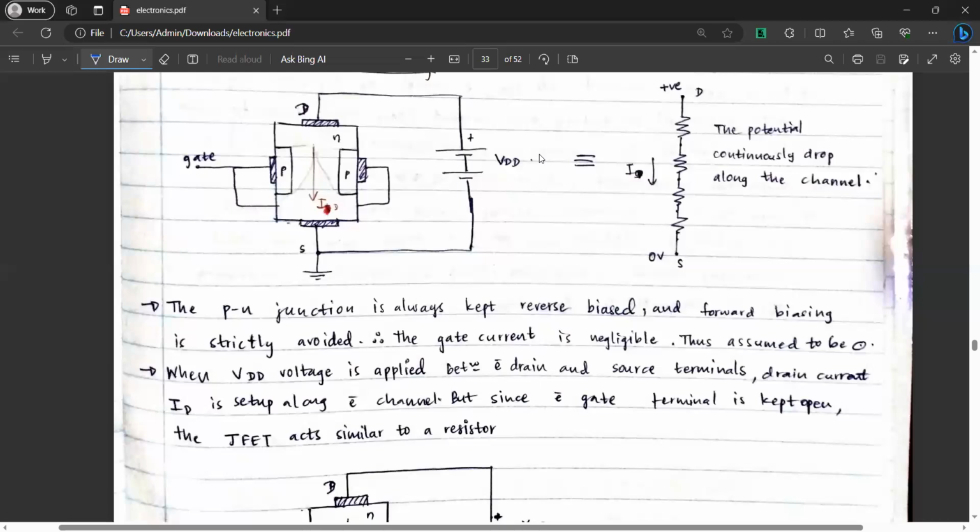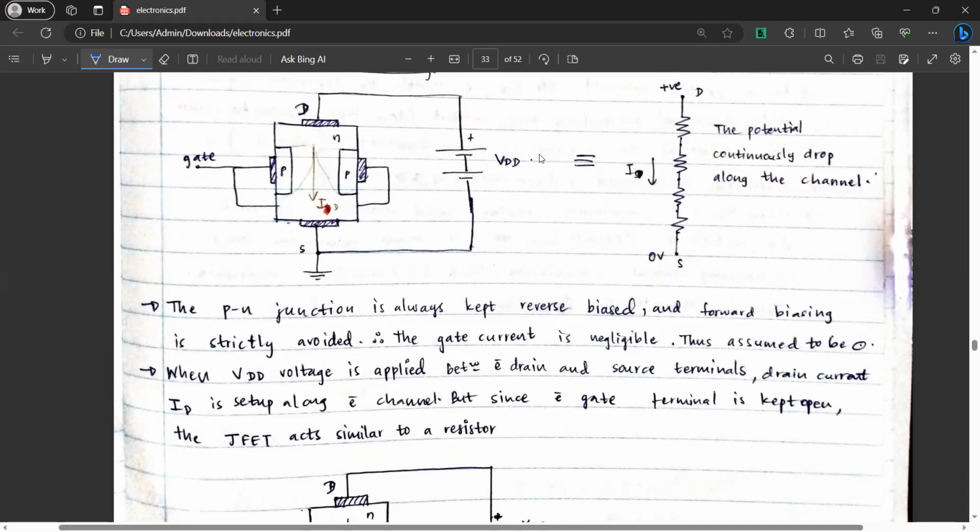We always keep this PN junction reverse biased. We never forward bias it. So when it is reverse biased, there is a very small current, right? A very small leakage current. We can assume that there is no current at all. Okay, so the gate current is zero.